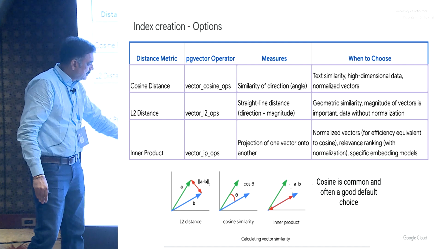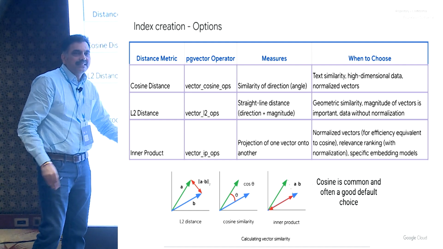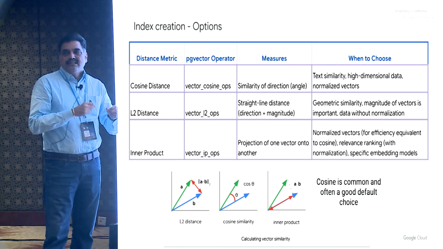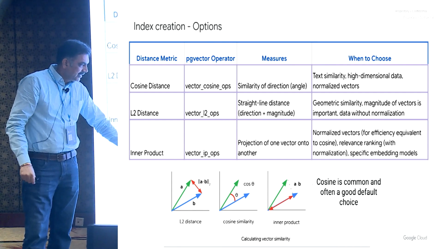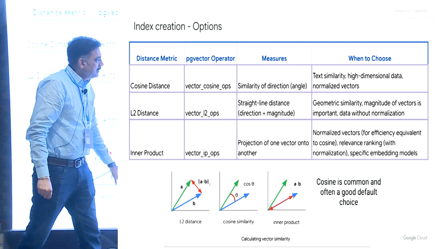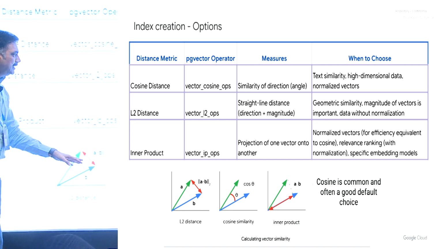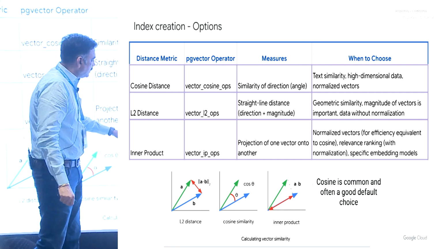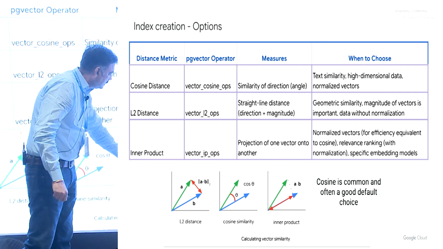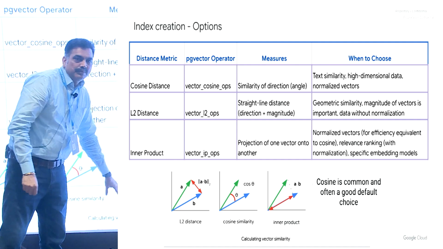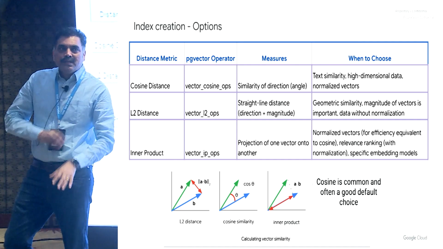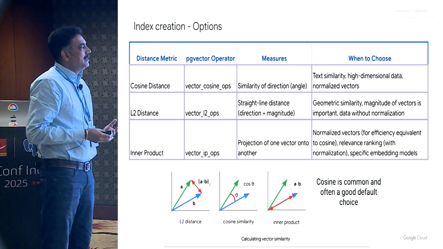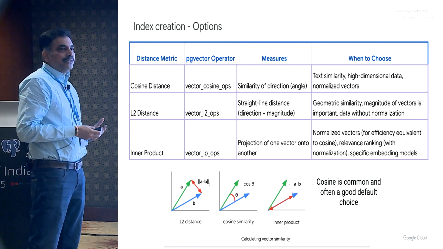L2 distance is actually the distance between two vectors, as in physics. So it considers magnitude as well as the angle, both, when you specify L2. And inner product is a kind of very similar to cosine, but it gives you both the angle as well as the magnitude. Both are considered in the inner product. So choose based on your requirement. Cosine may not be the right thing.